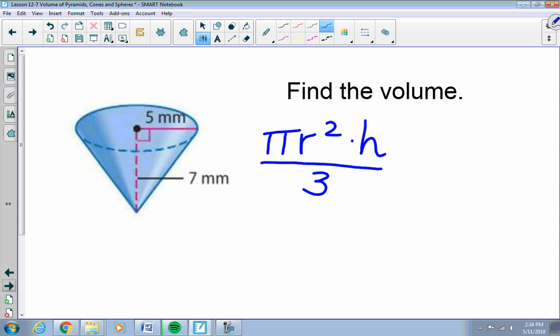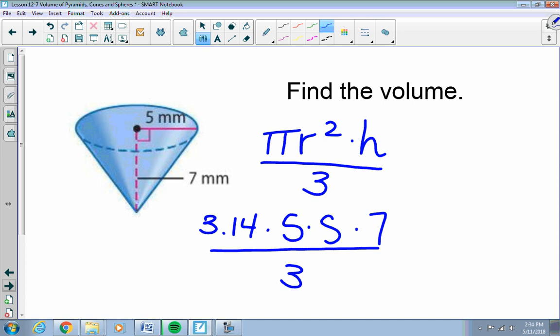This is the same thing. If I would have taken this and this and poured water in there, it would have been 3 times. That's why we're dividing by 3 again. So 3.14 times 5 times 5, because that's what radius squared is, times 7 divided by 3. It's most likely going to be a decimal for 2 reasons: because you're dealing with 3.14, and when you divide by 3, a lot of times it doesn't come out even anyway. So a lot of these will be decimals, probably.